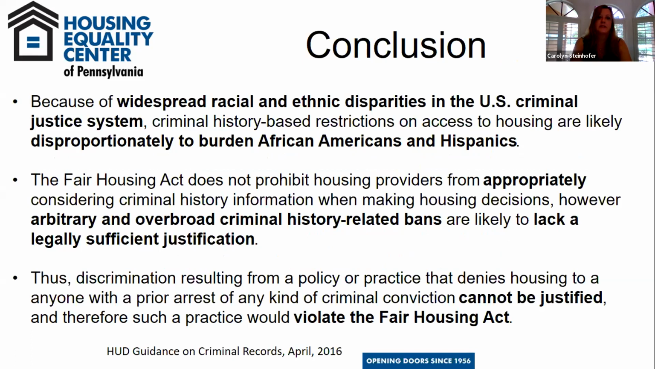So in conclusion, because of widespread racial and ethnic disparities in the U.S. criminal justice system, criminal history-based restrictions on access to housing are likely to disproportionately affect African Americans and Hispanics. But the Fair Housing Act does not prohibit housing providers from appropriately considering criminal history information when making housing decisions, but arbitrary and overly broad criminal history-related bans are likely to lack a legally sufficient justification. So discrimination resulting from a policy or practice that denies housing to anyone with a prior arrest or just any type of criminal conviction cannot be justified. That type of blanket ban policy violates the Fair Housing Act.